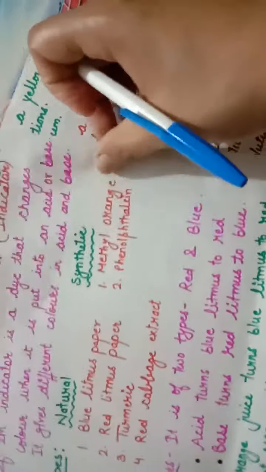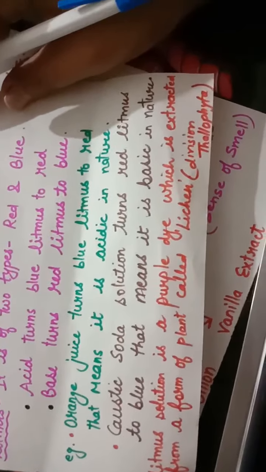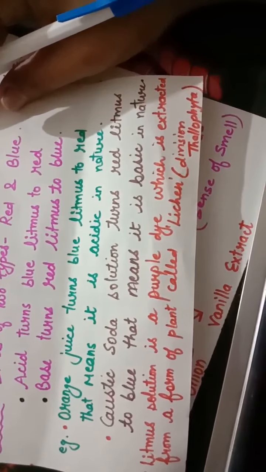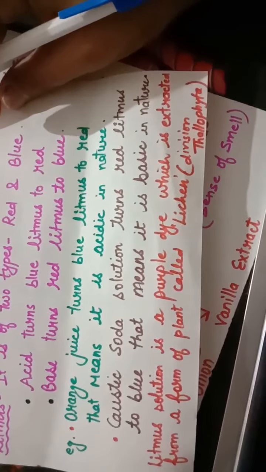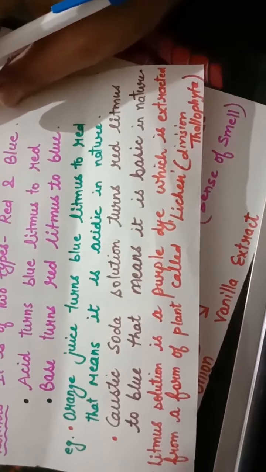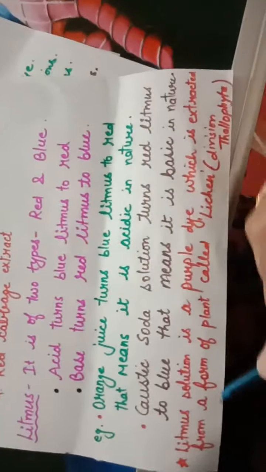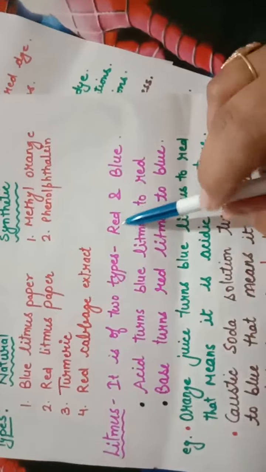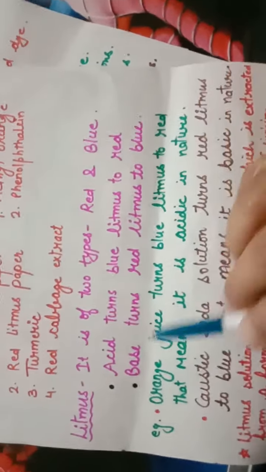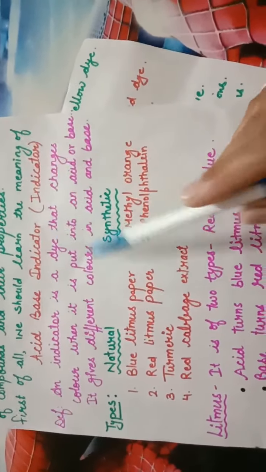Firstly we will discuss in detail about litmus. So what is litmus? Litmus solution is actually a purple dye which is extracted from a form of plant called lichen. Lichen is from division Thallophyta. These plants give us extracts of purple color which is known as litmus dye. So it is a natural dye. As I have already said, litmus is of two colors, red and blue. It will indicate whether the solution is acidic or basic.